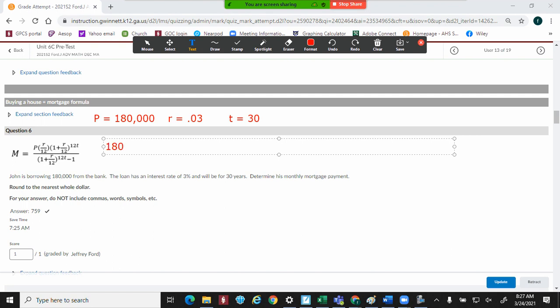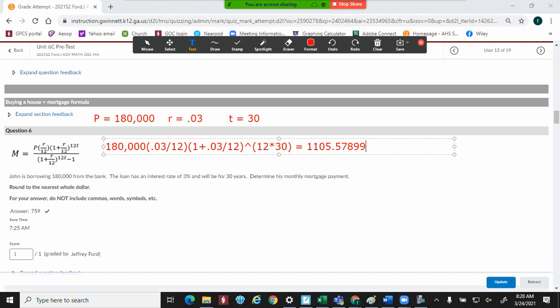So 180,000, parenthesis 0.03 divided by 12, close parenthesis, parenthesis 1 plus 0.03 divided by 12, close parenthesis, caret, parenthesis 12 times 30. Okay? And I'm going to get an answer. Let's see, 30 years and 3%. All right, so my numerator ends up being 1105.578995.